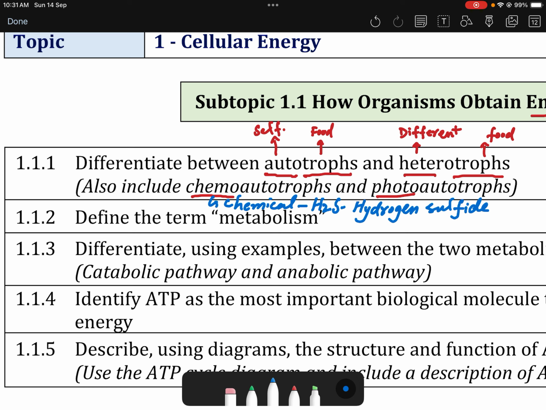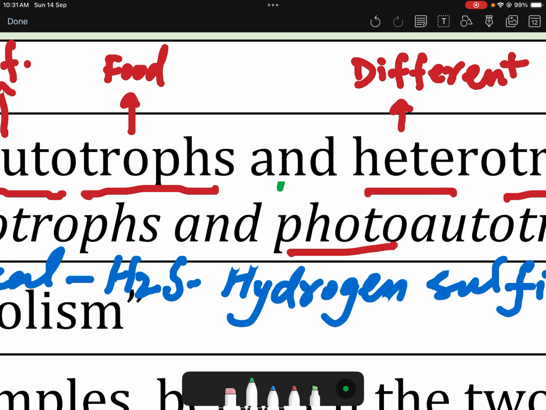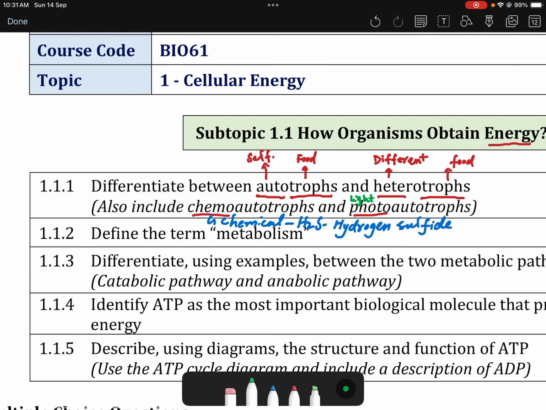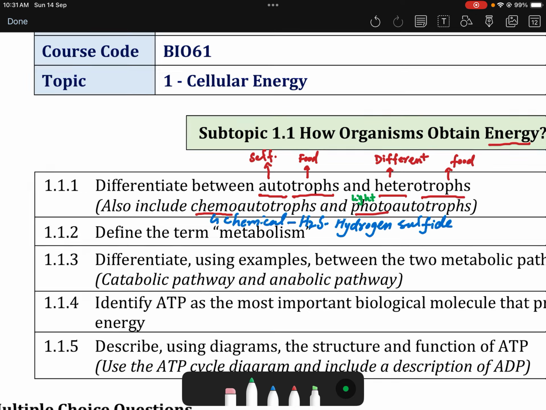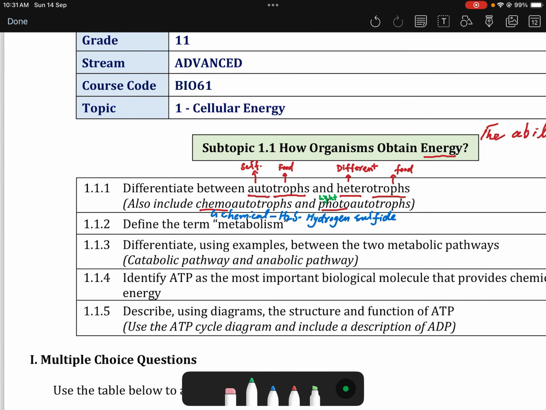Now moving on to the photoautotroph. Photo means light. So here we will write the meaning of photo. Sorry, there is less space, so I will just quickly write it down here. It means light. So those organisms who use light to make their own food are called photoautotrophs. So we learned four definitions till now.